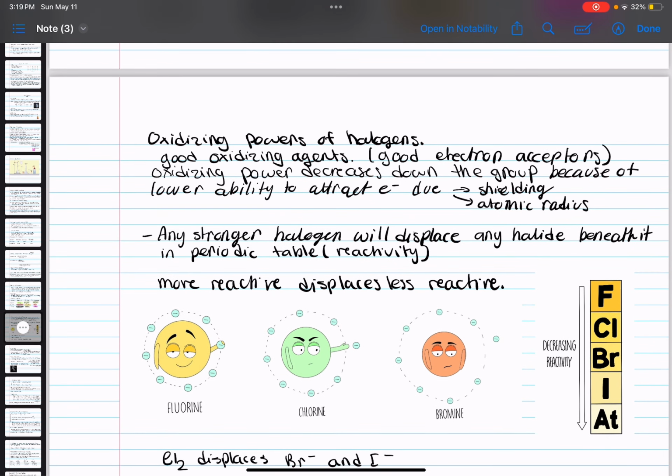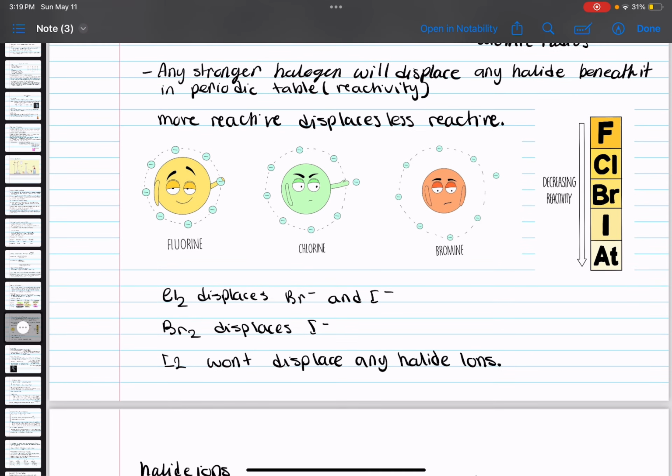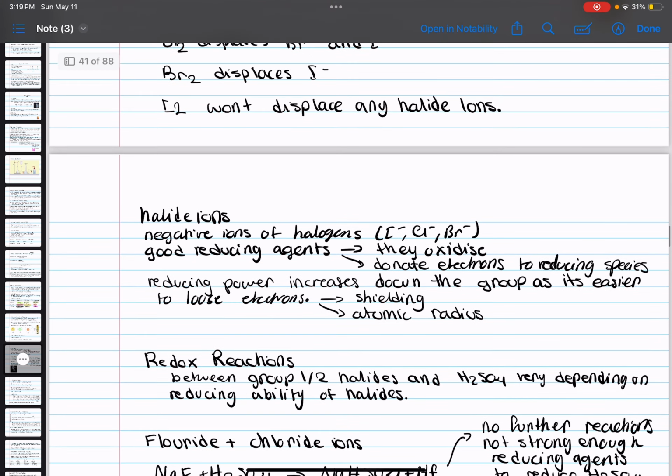So, oxidizing powers of halogens. They're really good oxidizing agents because they're good electron acceptors. Oxidizing power decreases down the group because of lower ability to attract e-, again because of shielding and atomic radius. Any stronger halogen would displace any halide beneath it in the periodic table, because of reactivity: more reactive replaces less reactive. Cl2 displaces Br- and I-. Br2 only displaces I-, and iodine would not displace any halide ions.